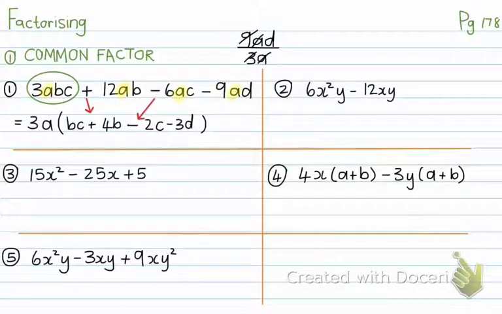That is it. If you want to check if you did this factorizing correctly, then in pencil you can quickly multiply that 3a back into this bracket. That means I have to multiply it again with everything that's inside the bracket. Okay? Let's quickly do that. 3a times bc will give me 3abc. 3a times a positive 4b will give me a positive 12ab. 3a times that negative 2c will give me negative 6ac. And that 3a times the negative 3d will give me a negative 9ad.